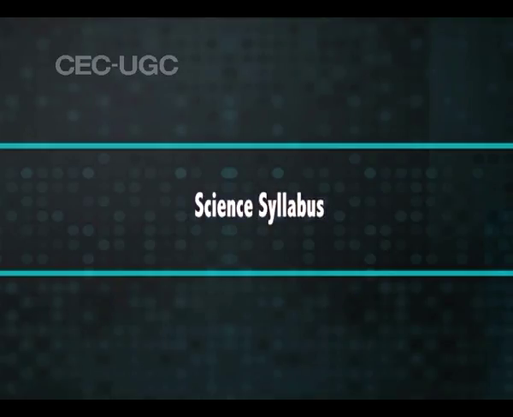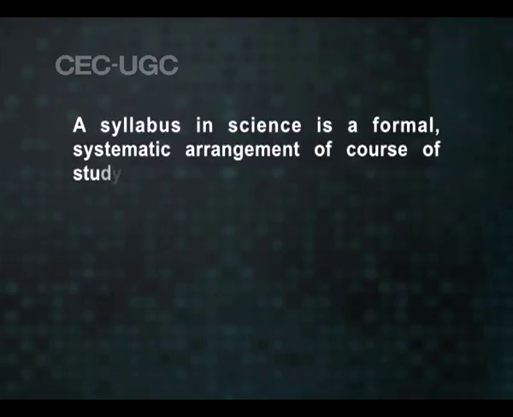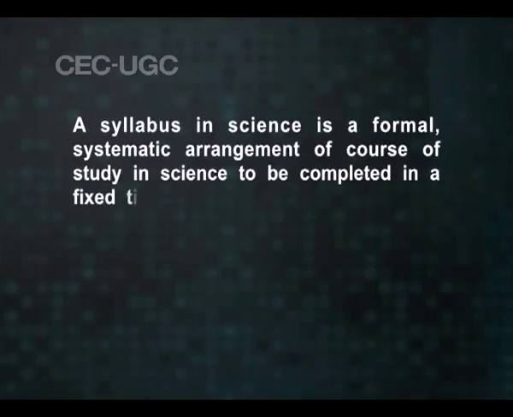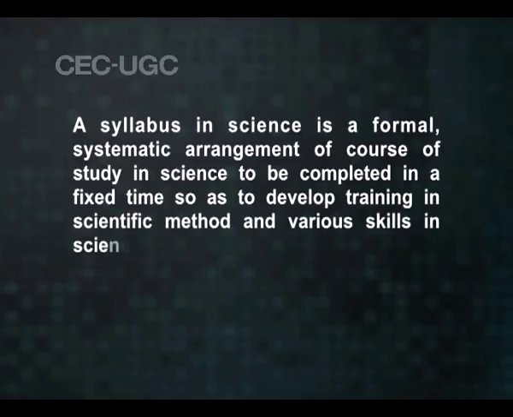Science syllabus. A syllabus in science is a formal, systematic arrangement of a course of study in science to be completed in a fixed time so as to develop training in scientific method and various skills in science. A syllabus will typically give a brief overview of the course objectives, course expectations, and list reading assignments, homework deadlines, and exam dates. It is normally available on the first day of the college course, and a student is expected to know what is in the syllabus throughout the course.